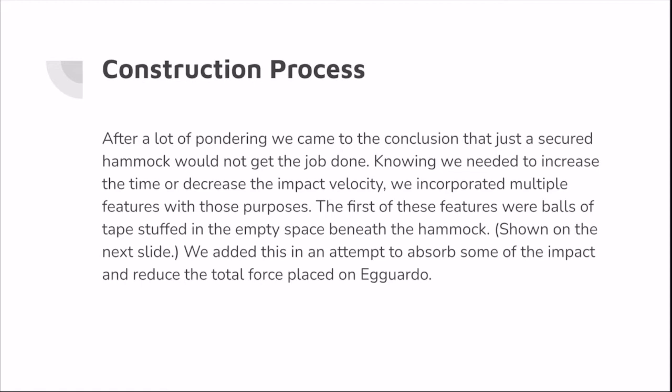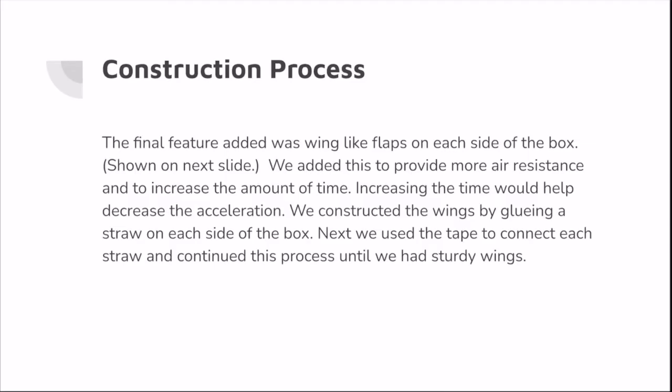The first of these features were balls of stuffed tape, which we put in the empty space beneath the hammock, and we added this to try and absorb some of the impact and reduce the total force placed on Eduardo. This is the multiple balls of tape we placed. It kind of looks like a womb, but it was under it. That's going to absorb some force. The final feature and most effective feature we added were wing-like flaps on each side of the box.